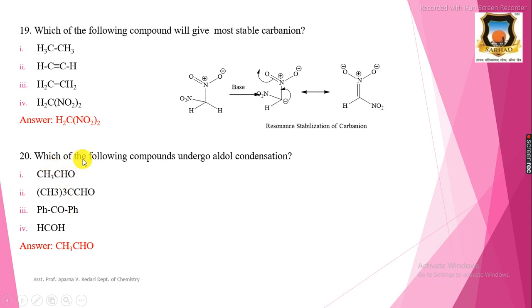The next question is, which of the following compounds undergoes aldol condensation? First is acetaldehyde. Second one is this, 2,2-dimethylpropanaldehyde, then benzophenone and formaldehyde. And the correct answer is acetaldehyde, because all these other three compounds do not contain alpha hydrogen and we require alpha hydrogen for abstraction or for generation of the carbanion. Therefore, acetaldehyde is the correct answer.